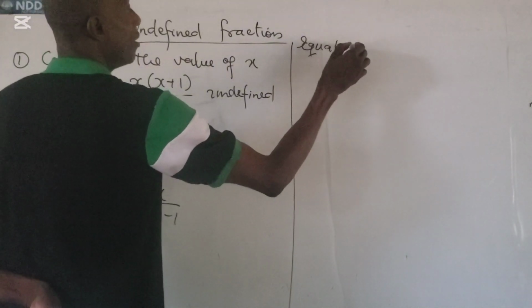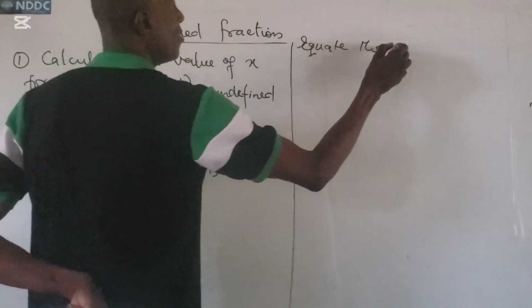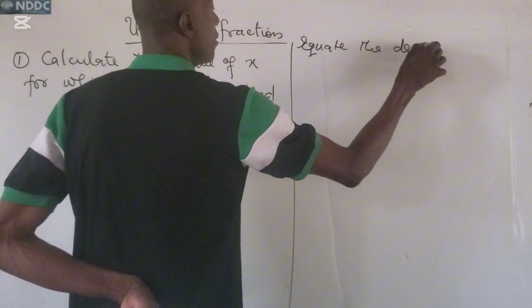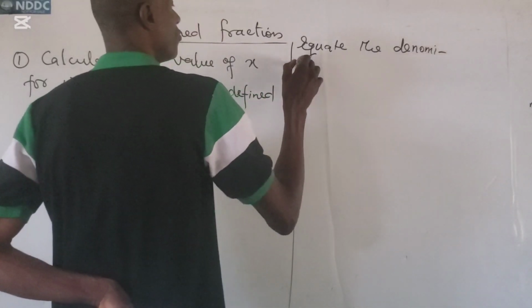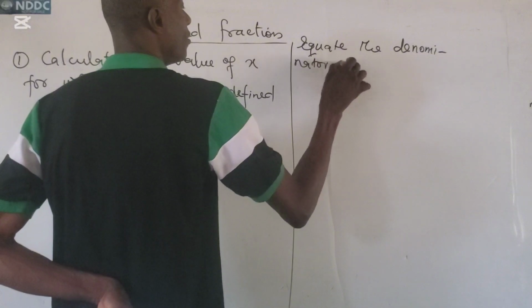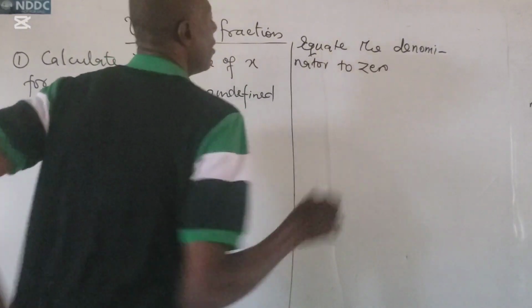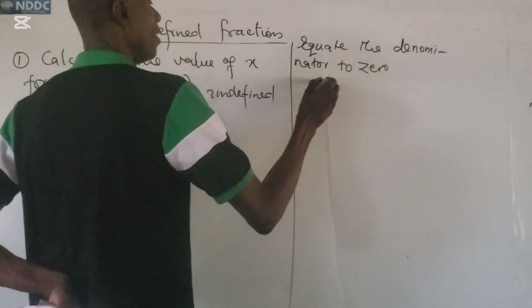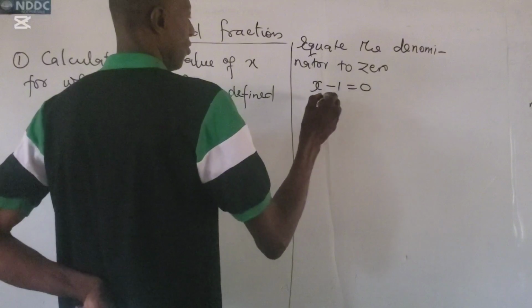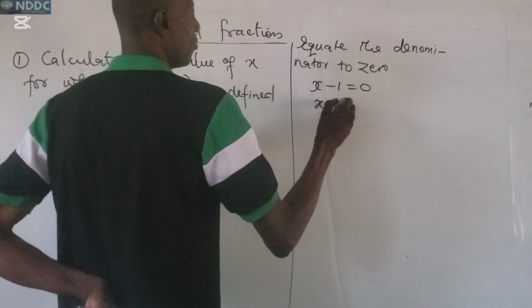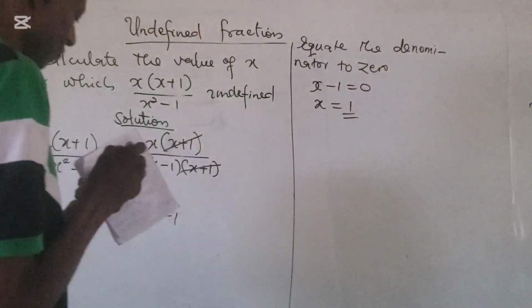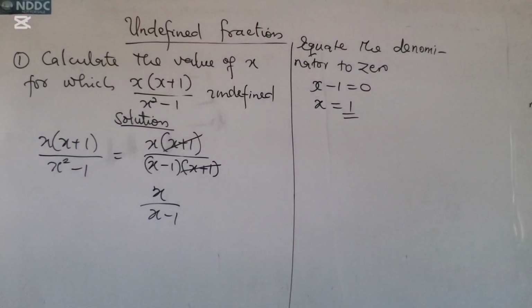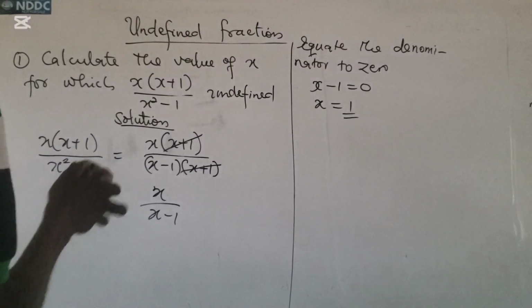Let us equate the denominator to 0. Simply means x minus 1 is equal to 0. So when this minus 1 crosses, it becomes 1. So the value of x there is equal to what? 1.